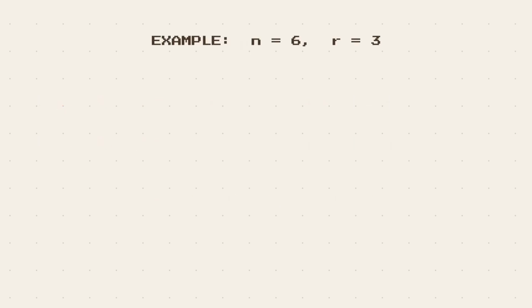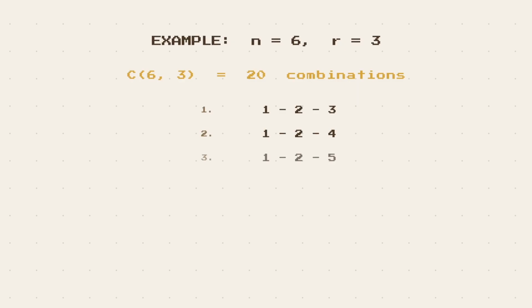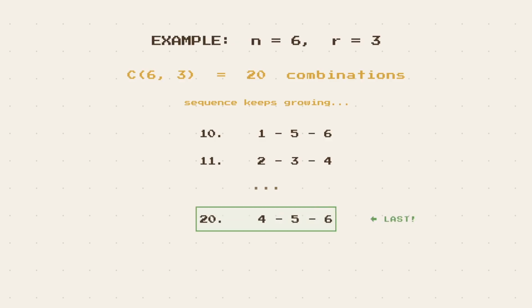Now, let's take a look at an example. Say we are choosing 3 from 6. So C of 6 choose 3 is 20 combinations, right? In Lex order, starting with 1, 2, 3, then 1, 2, 4, then 1, 2, 5, then 1, 2, 6, then 1, 3, 4, and you keep going on. So the sequence keeps growing, right? You have 15 more. So you have 1, 5, 6. At 10, you have 2, 3, 4. It keeps on going. And at the very end, you have 4, 5, 6, and that's going to be the last one. So 20 combinations in Lex order, start to finish.